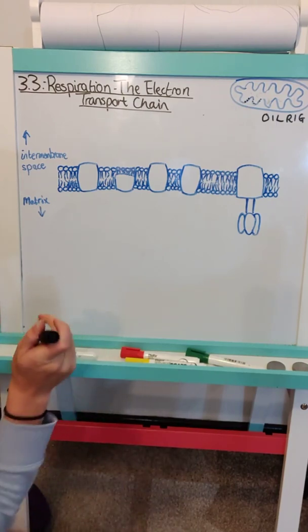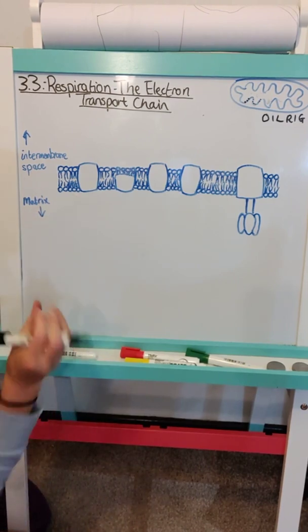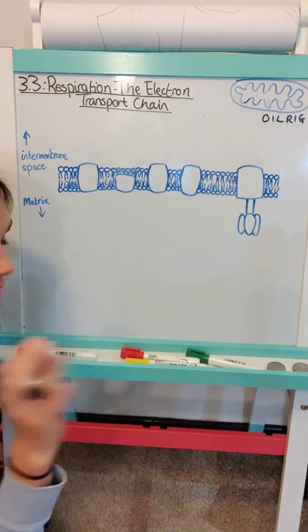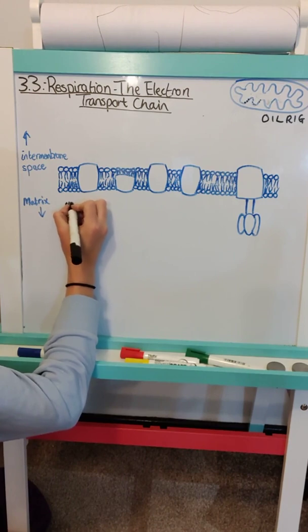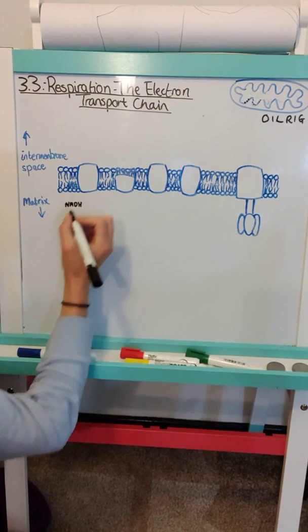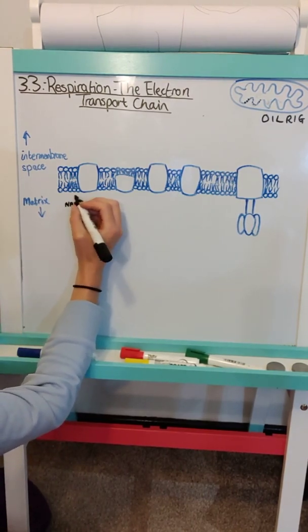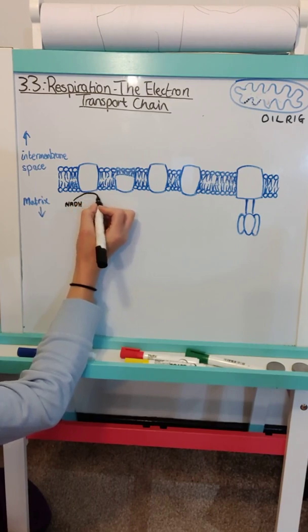So what happens is we have reduced NAD arriving here with its extra electrons that it picked up in all the previous metabolic pathways. So here we have, and I'm going to write it as NADH for space really, but also you need to be used to it. So I'll write it as NADH, but I'll probably call it reduced NAD quite a bit as well, so we can use those two interchangeably. So reduced NAD arrives here to the first complex.